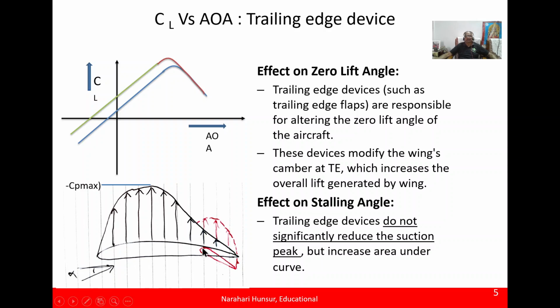So what happens if you have a trailing edge flap like this, which I've shown in red color here? It does not change the CP distribution at the front, but it does alter it at the place where it is deflected. So you have now the red curve. What you see is additional area on the delta CP, increasing the CL. So that's the reason it does not change the stall angle, but it does increase the CL at different angles of attack. That does not significantly reduce the suction peak. As I said earlier, the suction peak is what leads to the stalling. So if it does not reduce the suction peak, the stalling angle doesn't change, as you can see in this curve.